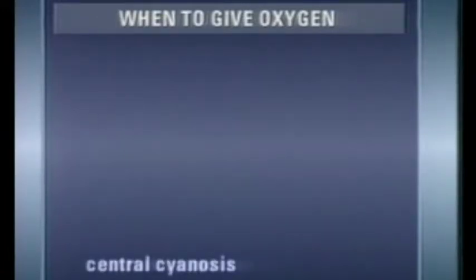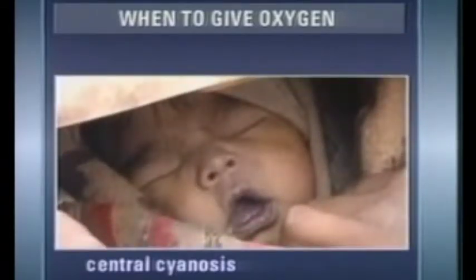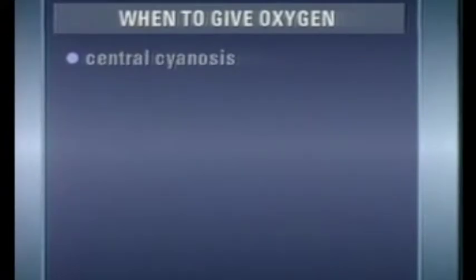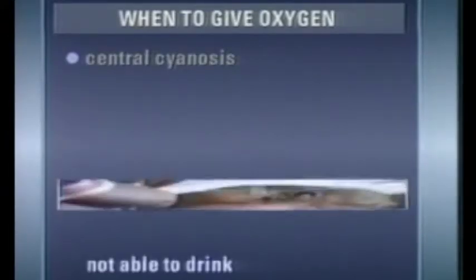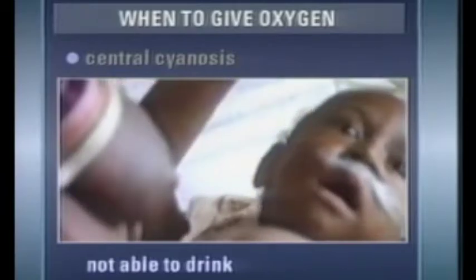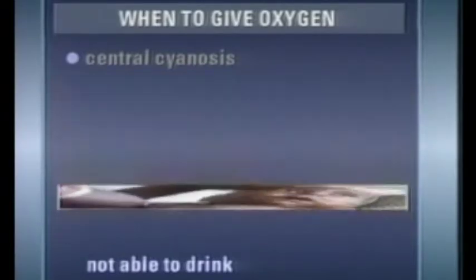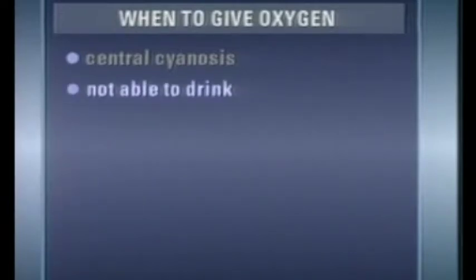First, central cyanosis. This is best seen by looking at the child's tongue in daylight or with light from an ordinary light bulb. Secondly, oxygen should be given if the child is not able to drink or has difficulty breastfeeding due to breathlessness. If oxygen supplies are limited, you should give priority to children with either of these two signs.